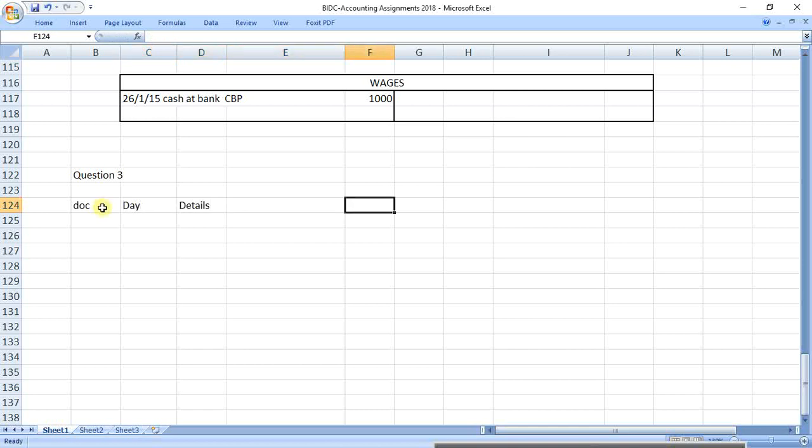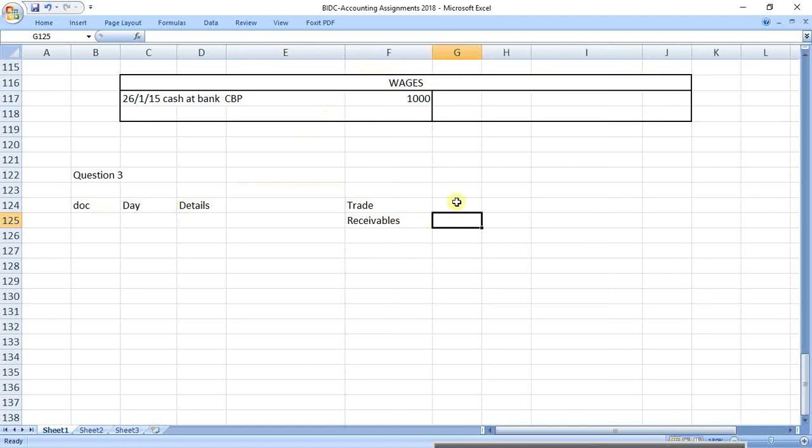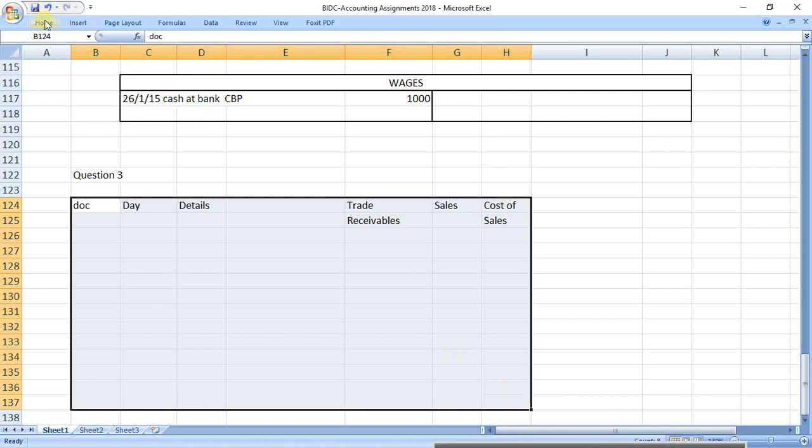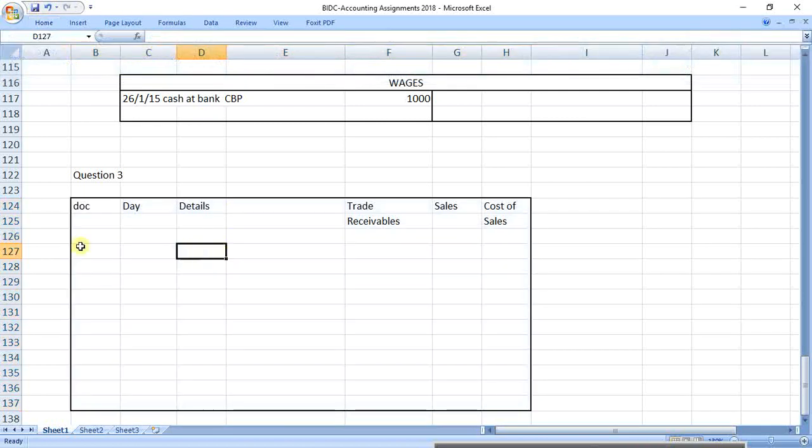Okay, and then we're going to have debtors or trade receivables, okay, sales, right, and cost of sales, possibly. Right, so that's what you're going to draw up in terms of templates. Chapter 2. Yeah, but remember chapter 2 didn't give you this. I'm just referring back to content we've covered previously.